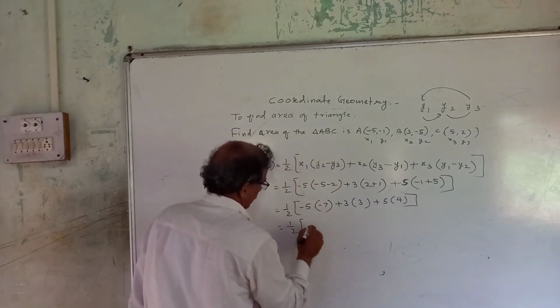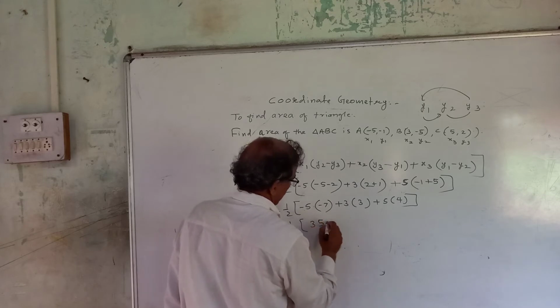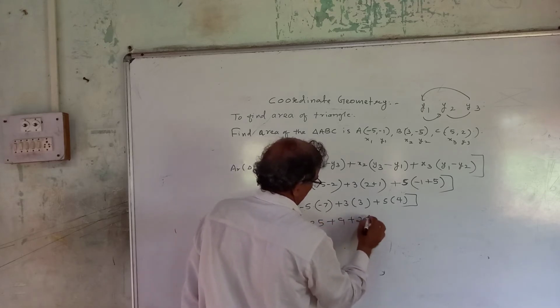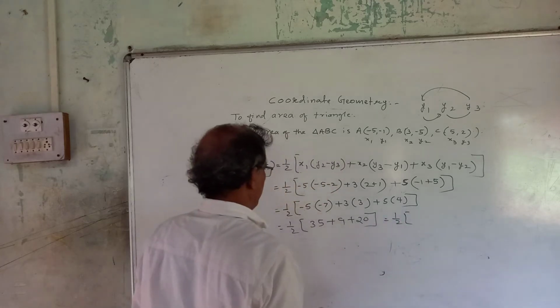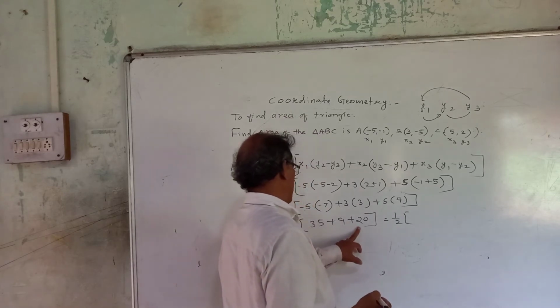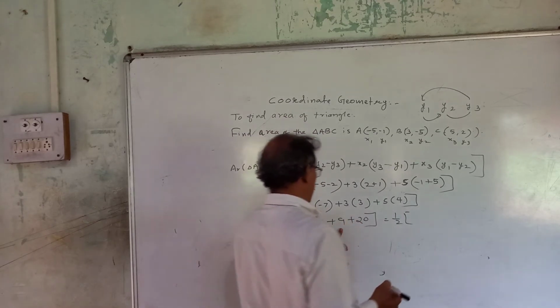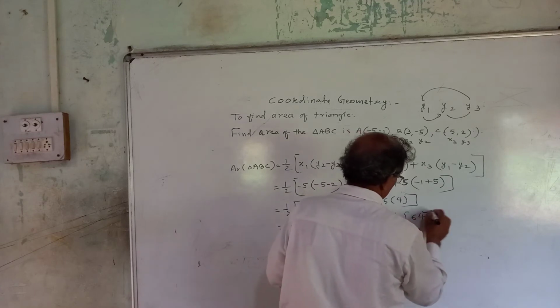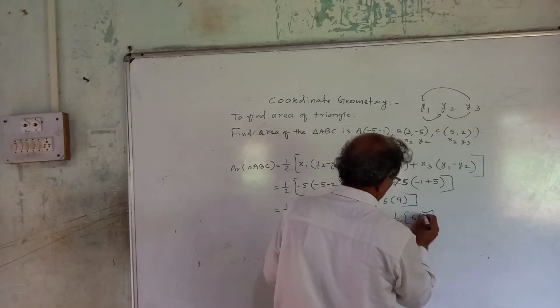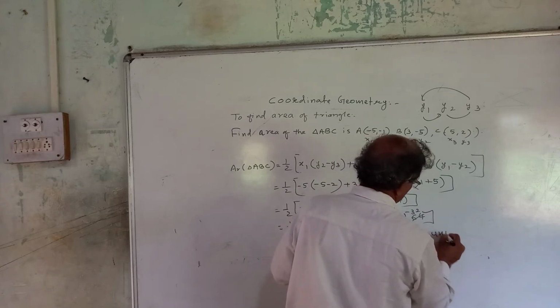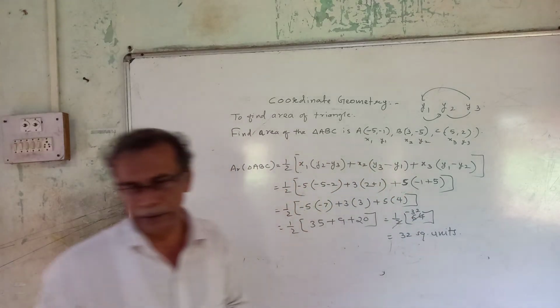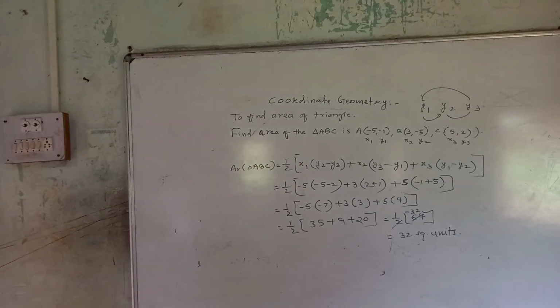That is half into 35 plus 9 plus 20. Half into now 35 plus 20, 35, 45, 55 plus 9, 55, 65, 64. So that is 32 square units. So this is how area is calculated if the coordinates of vertices of the triangles are known.